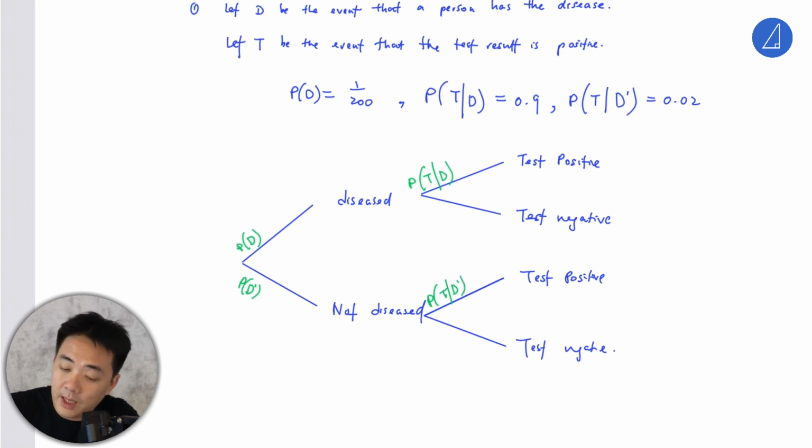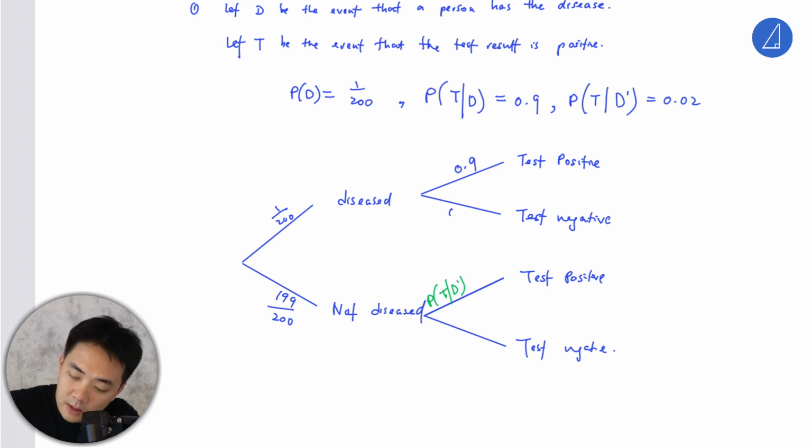So just label them. The one you label is 1 in 200, then 199 in 200. Then this branch is 0.9, 0.1. This is 0.02, 0.98.